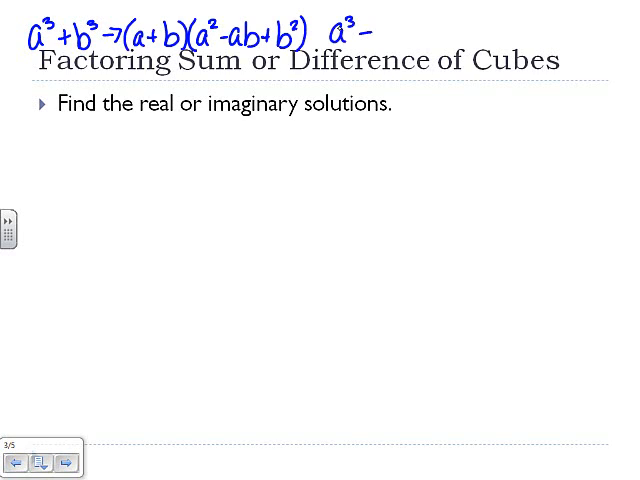If you have a cubed minus b cubed, then it factors as a minus b times a squared plus ab plus b squared. So let's look at an example.